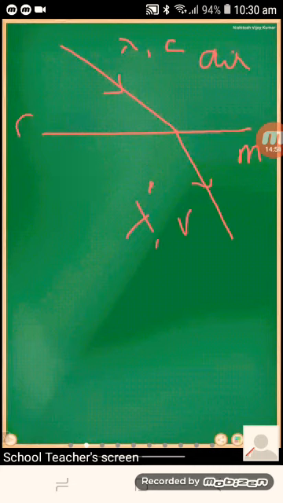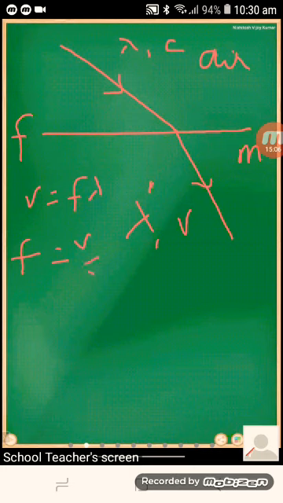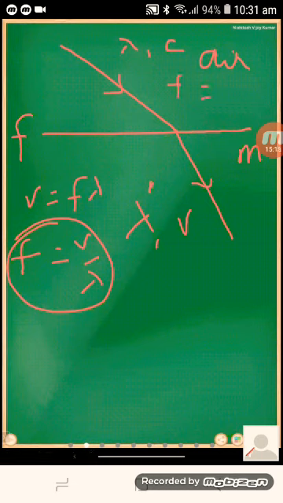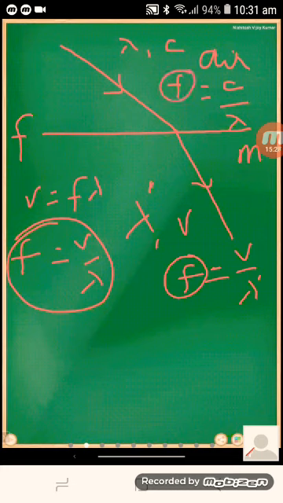The frequency in both the mediums remains the same. Now we know that v is equal to f lambda. This is the standard formula we have studied. So f will be equal to v by lambda, and this formula only we are trying to apply. Here it will become f is equal to c by lambda, and here it will become f is equal to v by lambda dash.